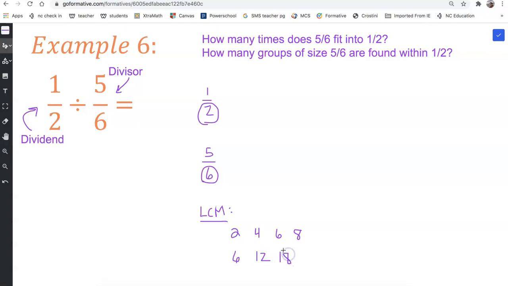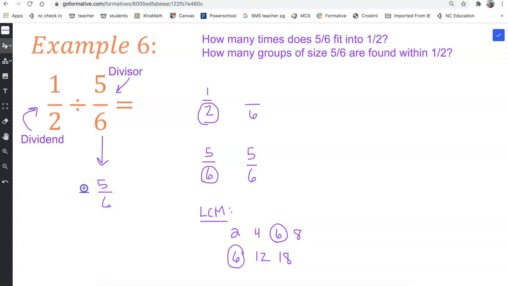I hope you can see that I don't really need to go any further because the smallest multiple that they have in common is 6. There's nothing lower than that they have in common. So the denominator that we're going to use is 6. Now 5/6 already has a denominator of 6, so we don't need to change the 5/6. So the 5/6 can remain the same.